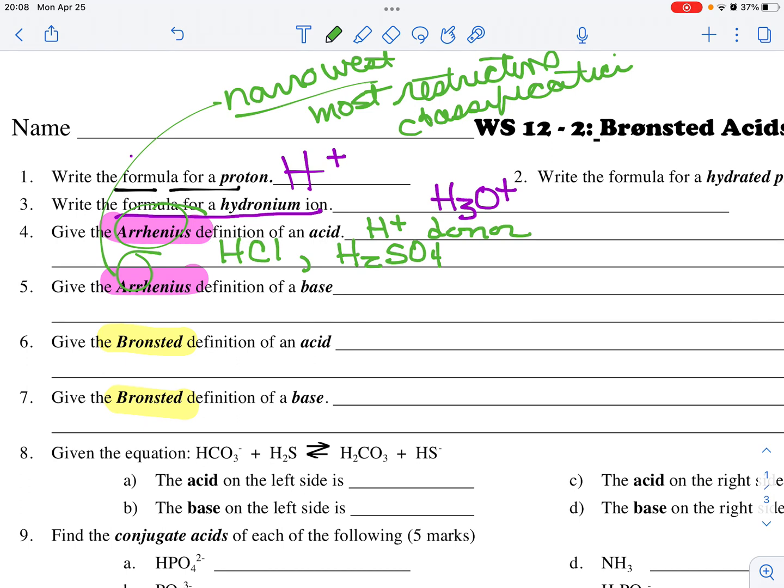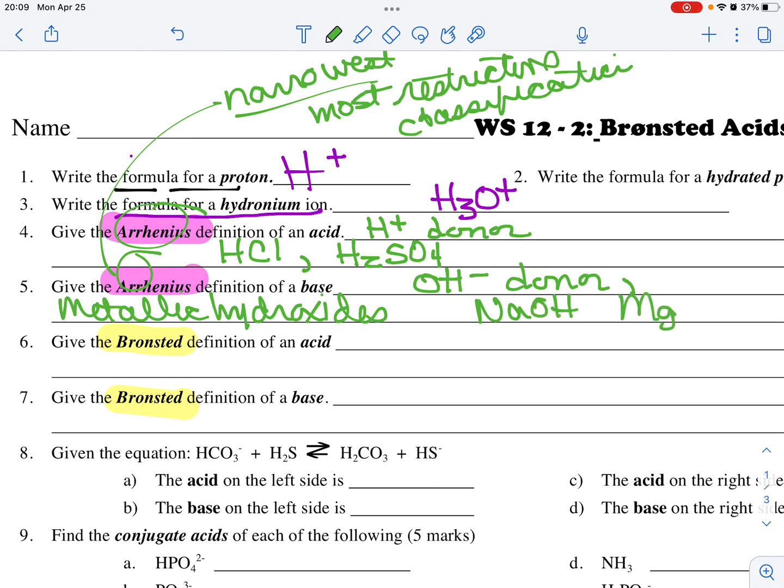The Arrhenius definition of a base is an OH- donor. So it's restricted to metallic hydroxides. Examples would be sodium hydroxide or perhaps magnesium hydroxide.